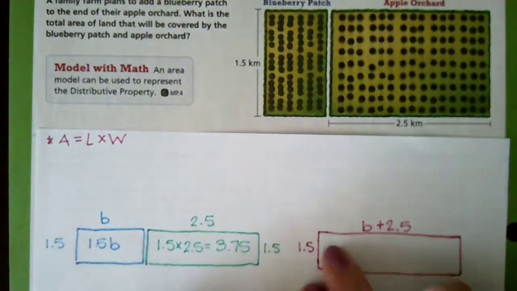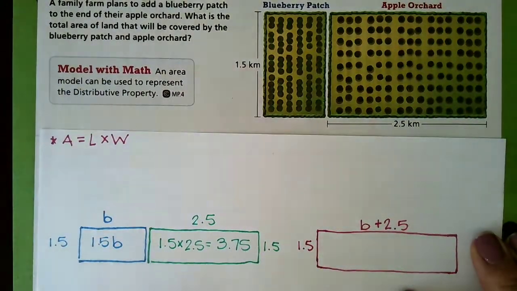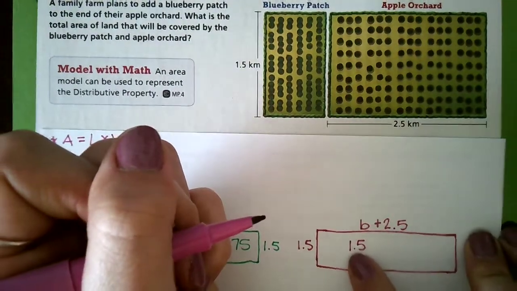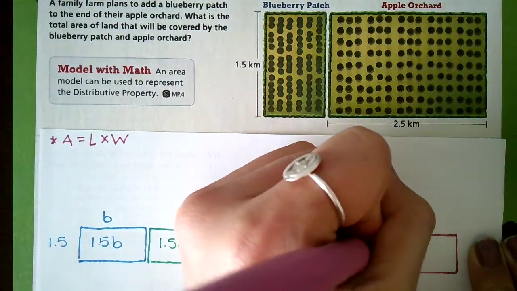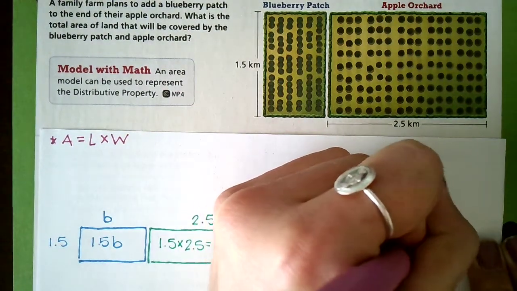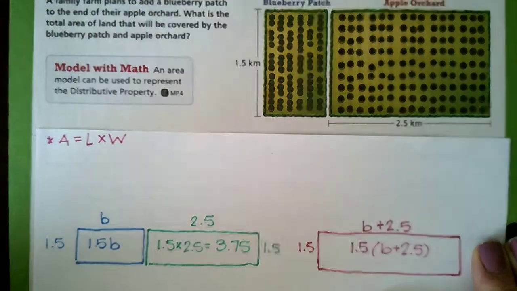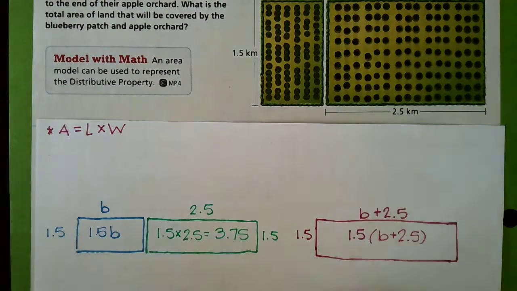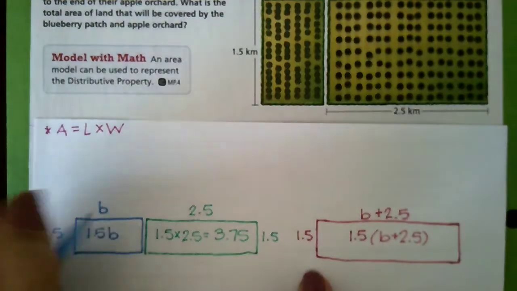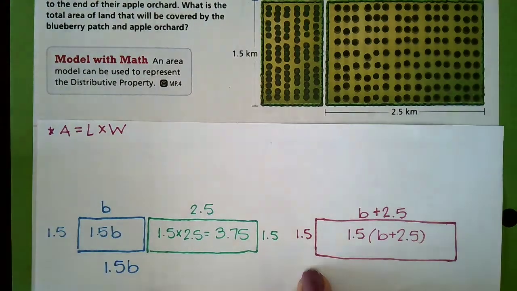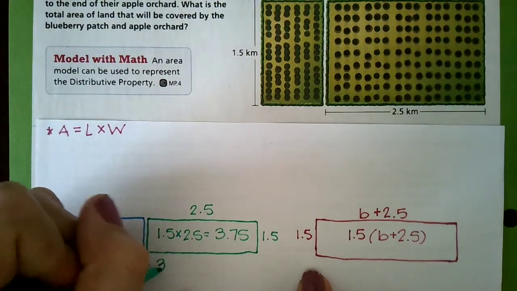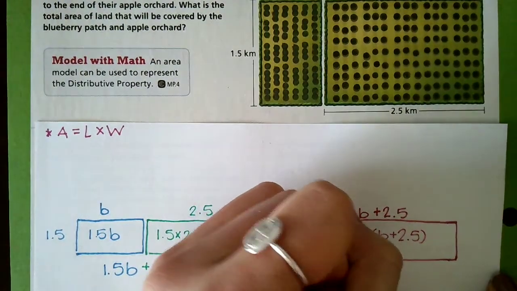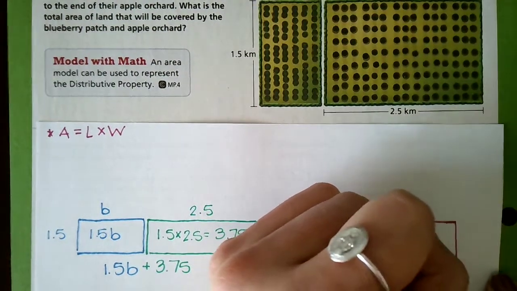For this rectangle, again, I'm taking the length times the width, so I'm taking 1.5 times b plus 2.5. Because I'm multiplying by all of this, I need to put that in parentheses. So I can represent the total area either by saying 1.5b plus 3.75, or I could represent it with this expression, 1.5 times the quantity b plus 2.5.